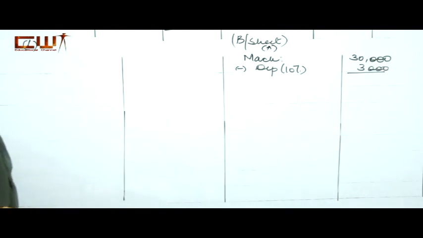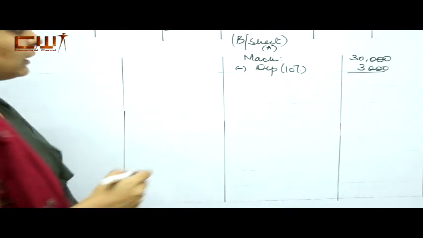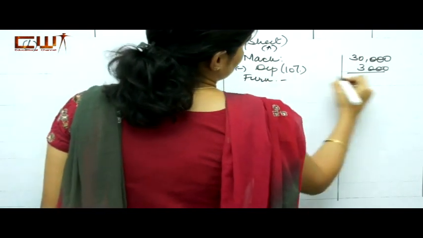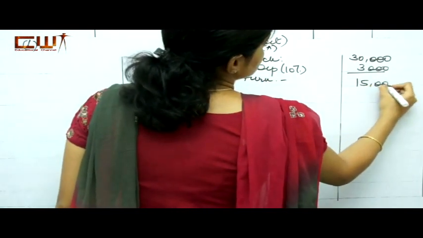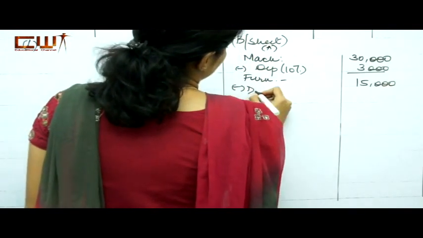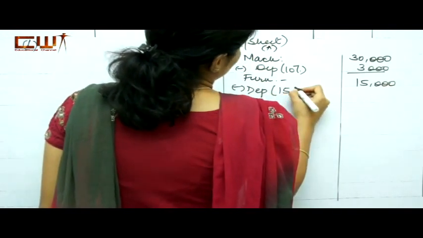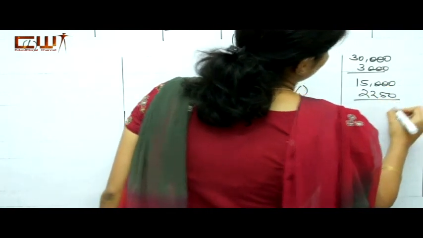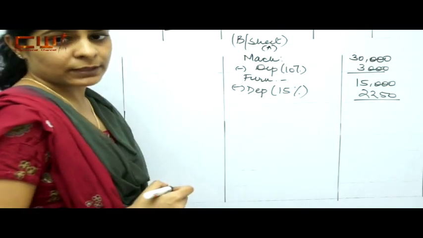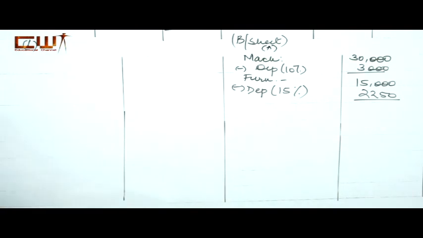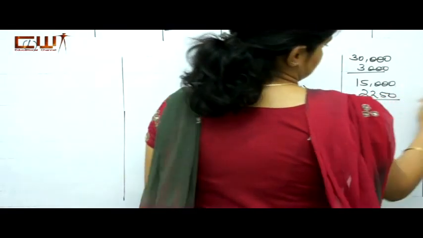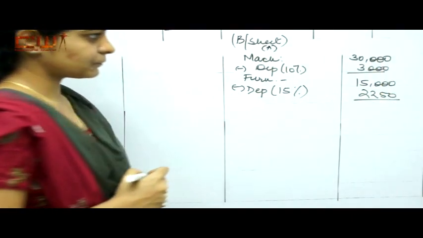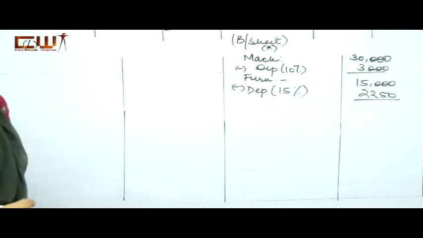Next, what you have? You have the furniture. Furniture is how much? 15,000. Right? You have provided depreciation for 15%. 15% you just gave 2,250. 15,000 minus 2,250 will give you 12,750. Right?